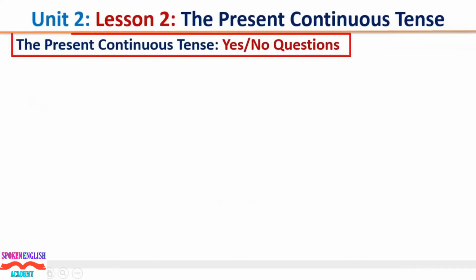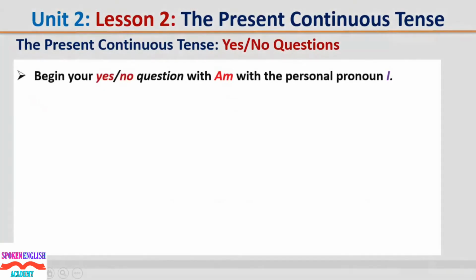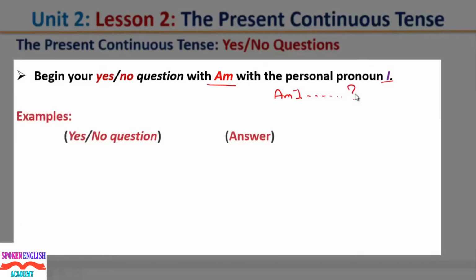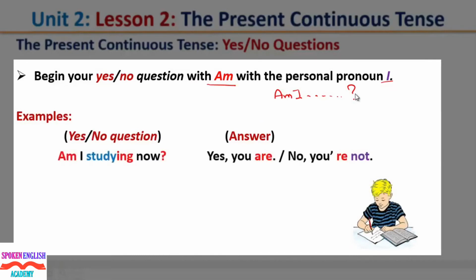The present continuous tense, yes/no questions. Begin your yes/no question with am with the personal pronoun I. So start your question with am, I, and then complete your question. Example, am I studying now? Notice here we start with the verb am because the subject here is I. Am I studying now? The answer, yes you are, or no you're not.